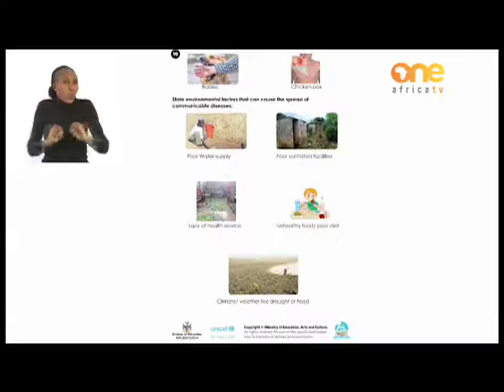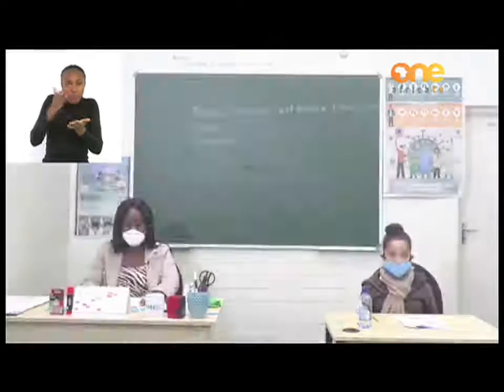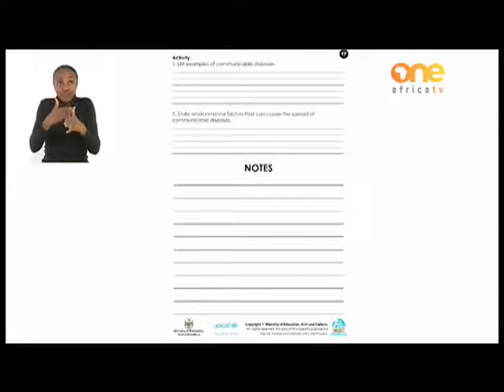On page 17, there is an activity for you. Let's read the questions together. Question 1, you list examples of communicable diseases. Question 2, you state environmental factors that can cause the spread of communicable diseases.